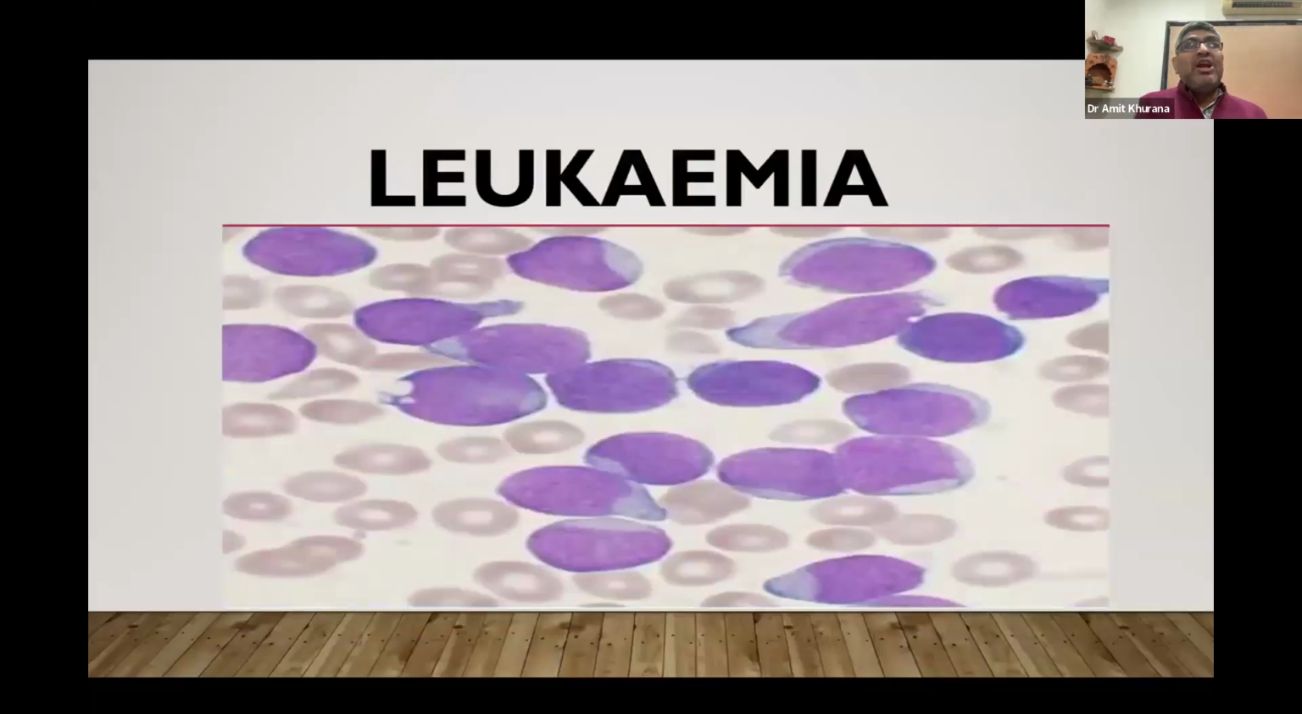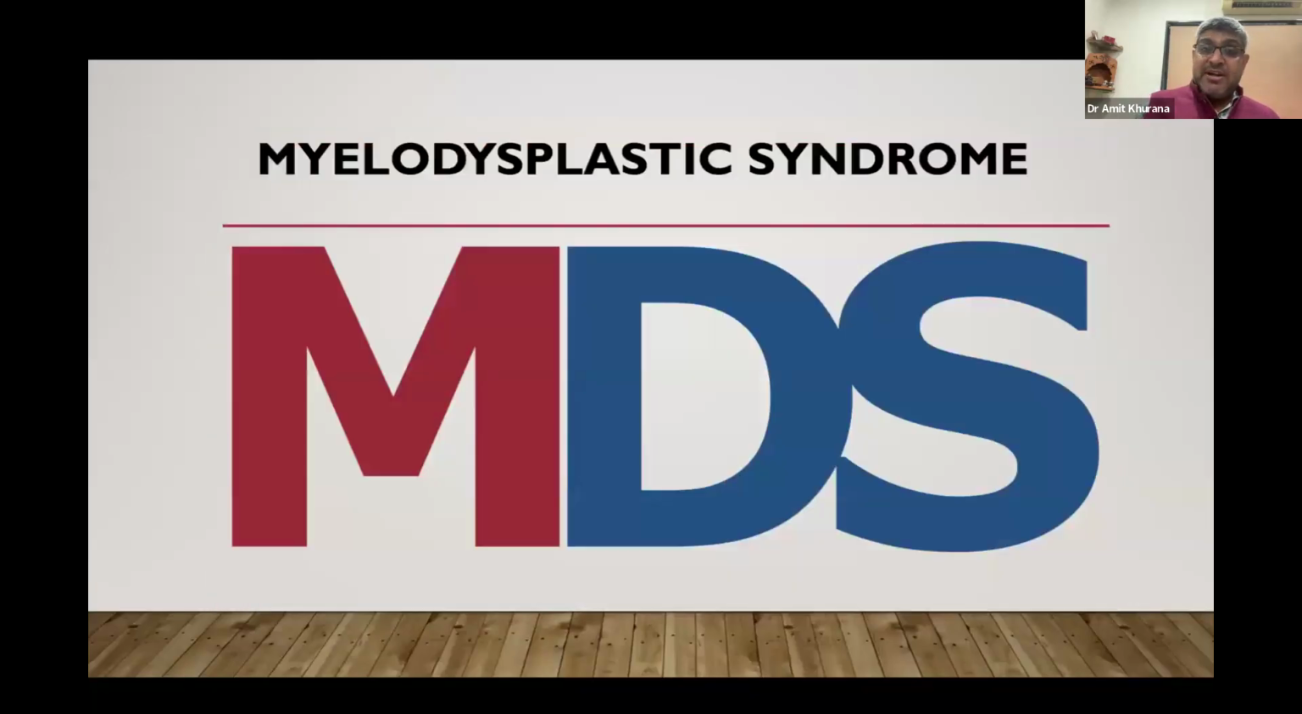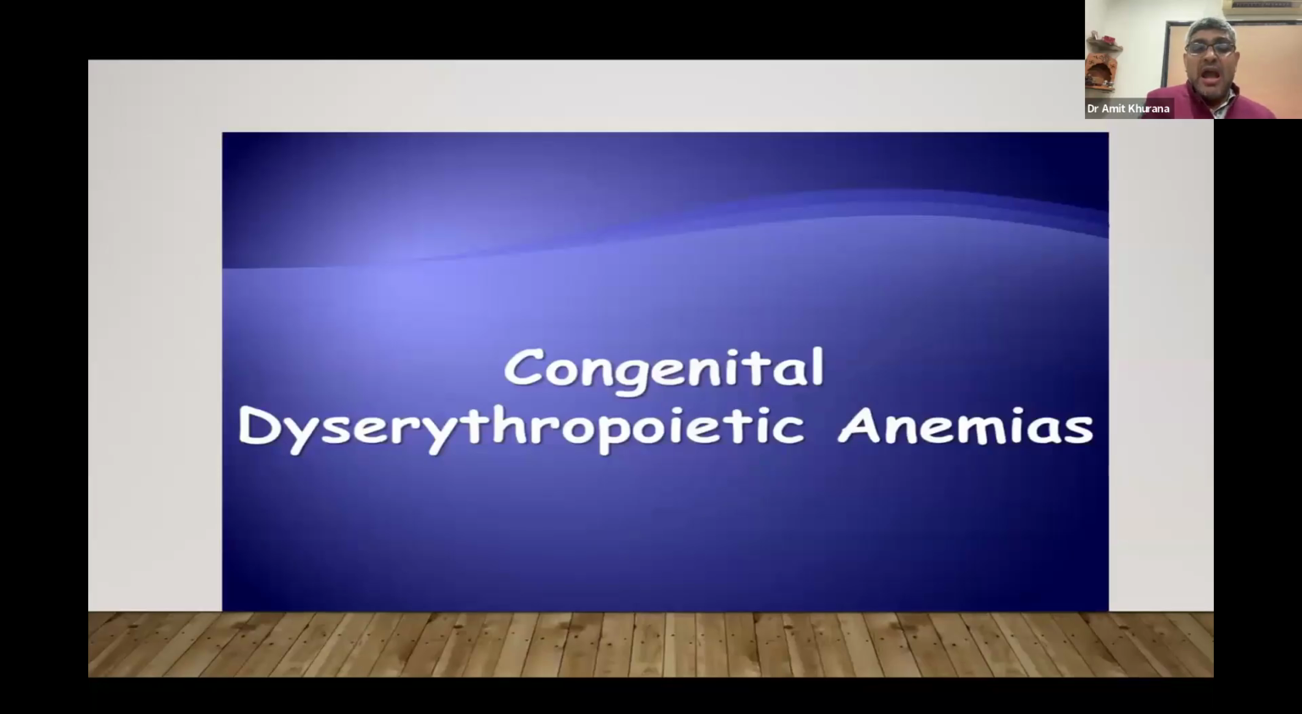Not to forget, leukemia can lead to macrocytosis because of the high number of WBC count that can interfere with your Coulter reporting. And very important, sometimes your anemia of chronic disease can also lead to non-megaloblastic macrocytic anemia. Very important when you're dealing with elderly patients who are coming with anemia and you see high MCV, you must think of a very common condition, that is myelodysplastic syndrome.